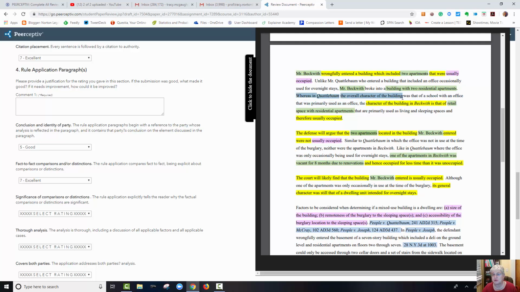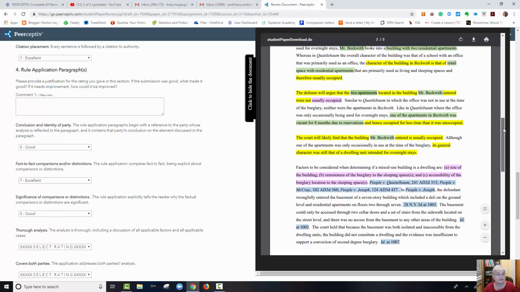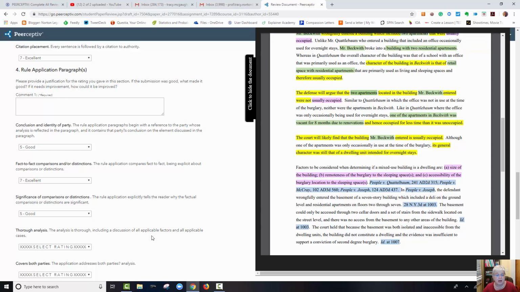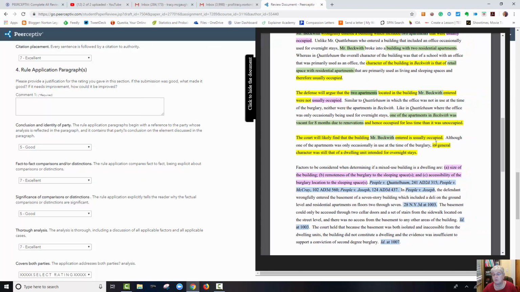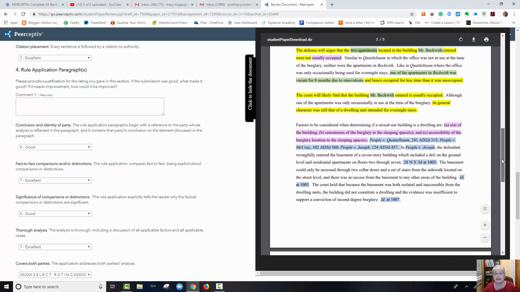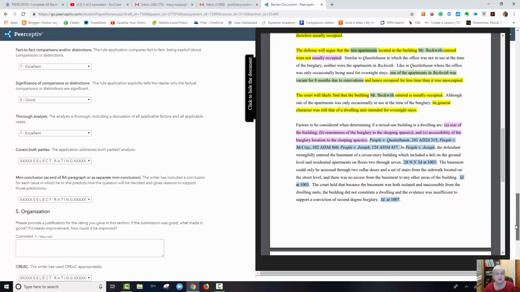There's some reference to why it matters in the statement about the overall character of the building. Like, that's why it matters that one of those serves primarily as an office and one of those serves primarily as a residence. And so that matters. So I would say, again, I'm going to go with good on the statements of significance. Thorough analysis. The analysis is thorough, including a discussion of all applicable factors in all applicable cases. Absolutely. There's only Quattlebaum here, and Quattlebaum really only talks about the character and the nature of the building when we're talking about use for overnight lodging.